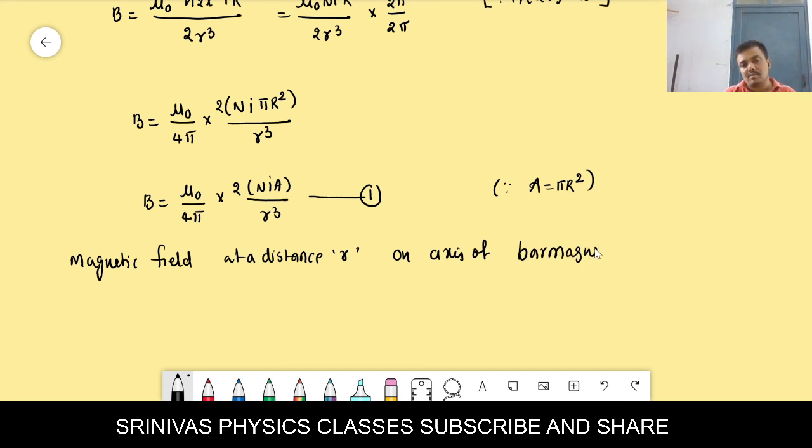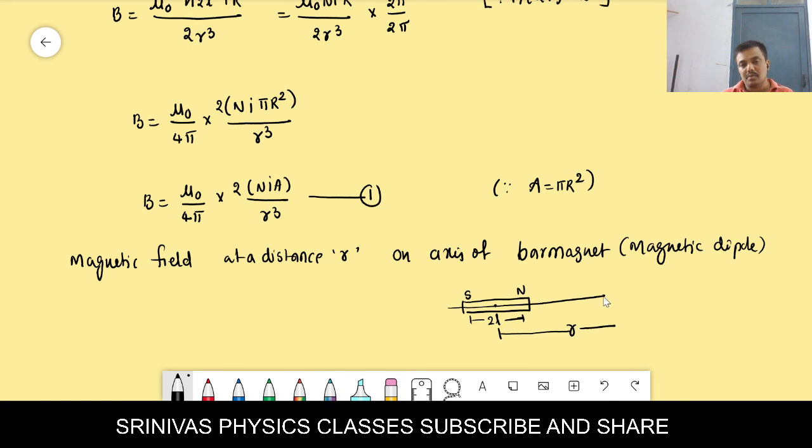Bar magnet's another name is magnetic dipole, because a magnet has two poles, that's why it is said to be a dipole, magnetic dipole, right? This is the condition I will show you. This is the south pole and this is the north pole, and this is the center, and its length is 2L, and from the center at a distance r I want the magnetic field, right?